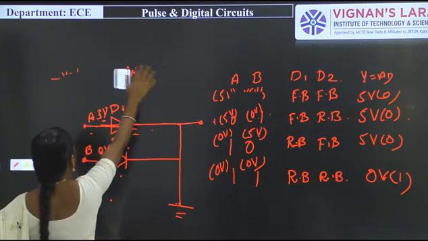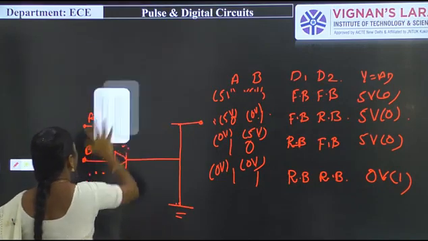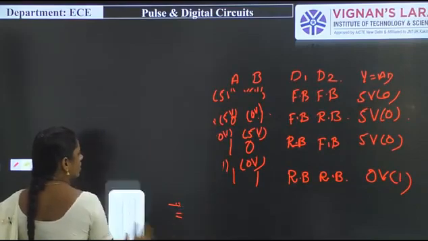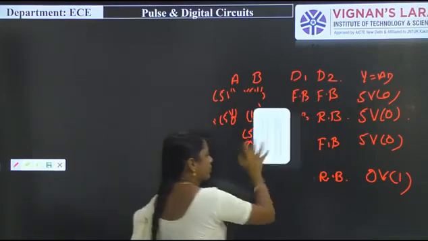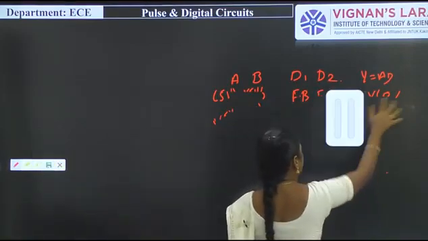So this circuit is the same as the positive OR logic. So what is the operation of this positive OR logic? Just check the condition.